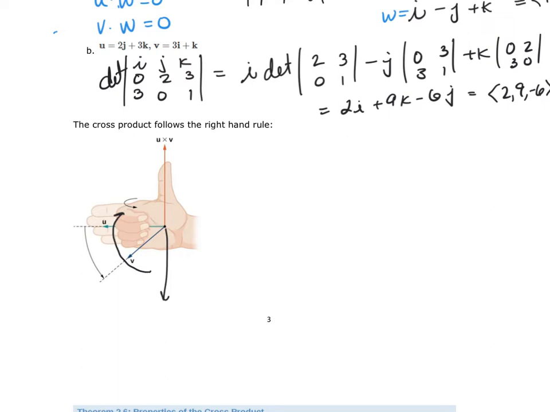Now, if I were to rotate in this direction, my vector would go down. So what will happen is u cross v is not going to be the same thing as v cross u. It'll be similar, and this will be important on the homework. U crossed v is going to be negative v crossed u. So if you want to find two normal vectors, one in one direction and one in the other, you do the negative of it and you'll get the other one that you need.